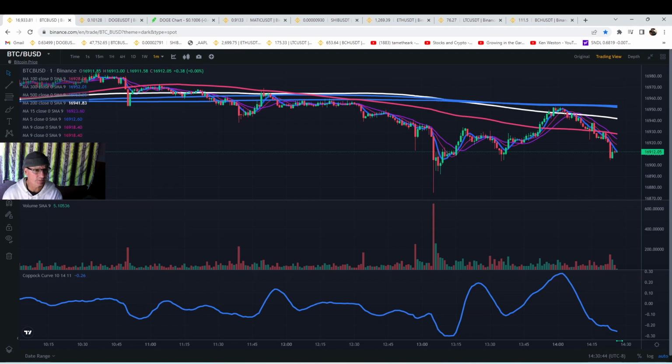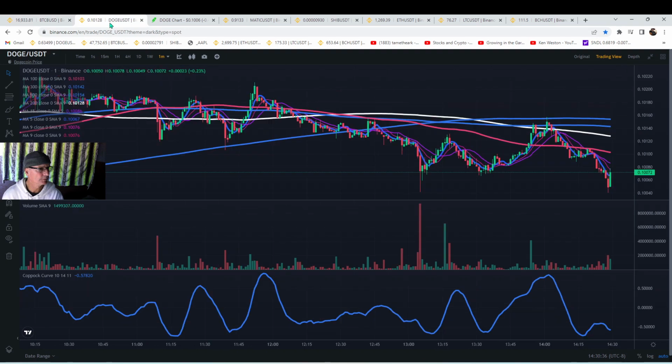Now it's pulled back to minus 3. Well, that's interesting. If that could be the range that it sells and buys on Dogecoin, it could be up to 8 or 9 and down to 8 or 9.9.